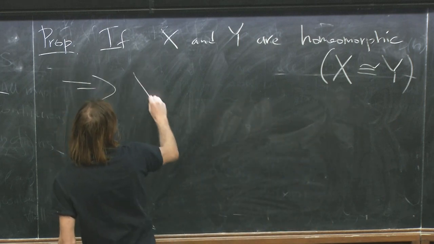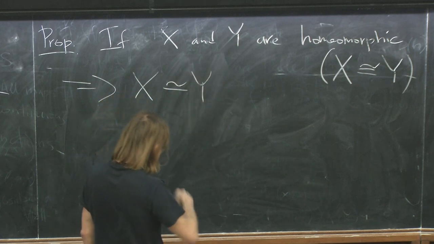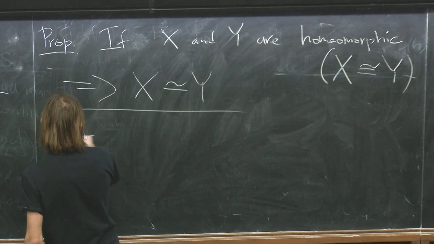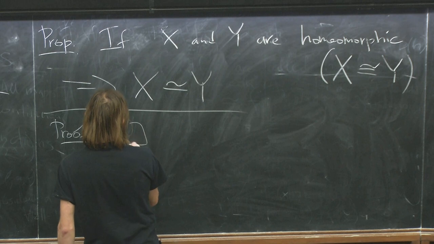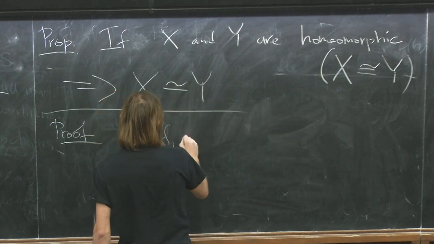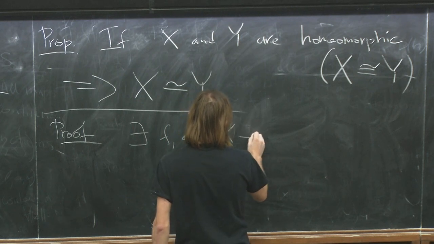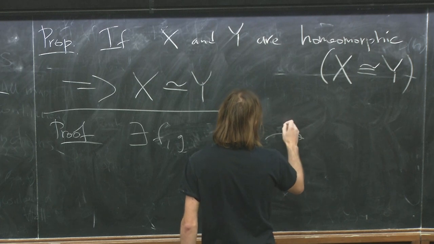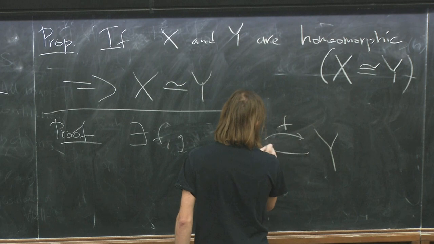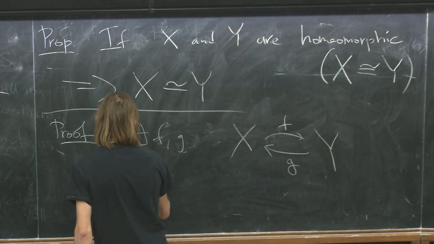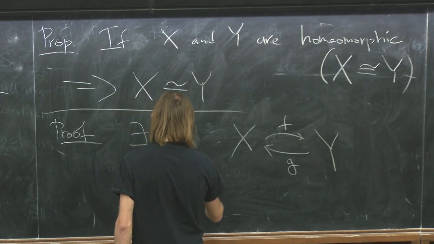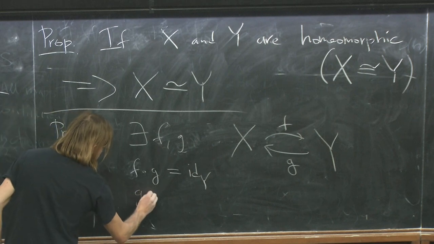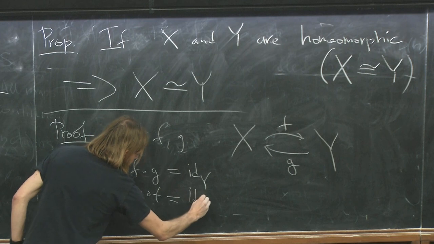Then it follows that they are necessarily homotopy equivalent. Why is this kind of obvious? Because if they are homeomorphic, by definition there exists a pair of maps F and G, F a map from X to Y and G the other way around, so that the composition in this order is identity on Y, and the composition in the other order is identity on X.